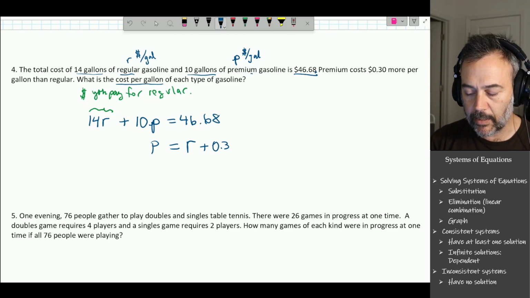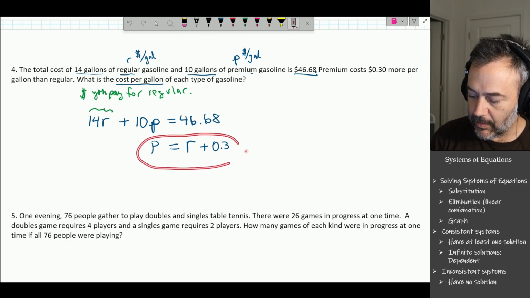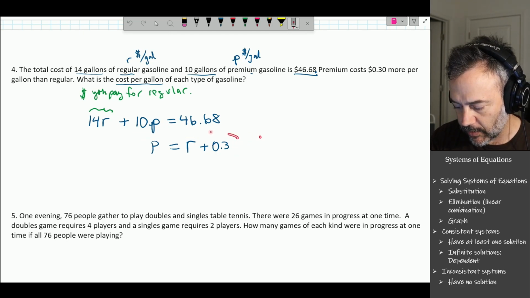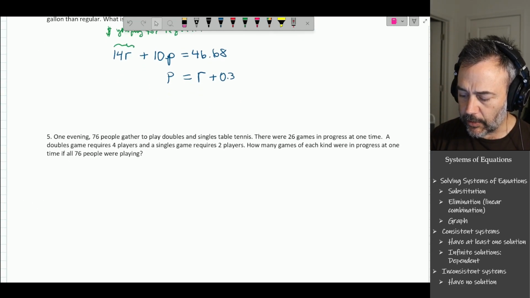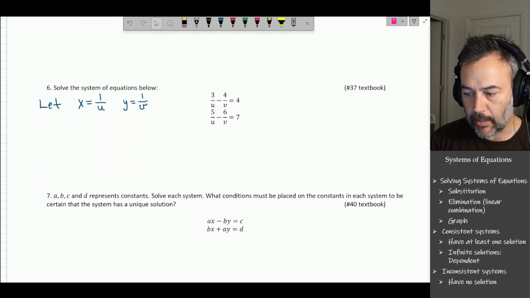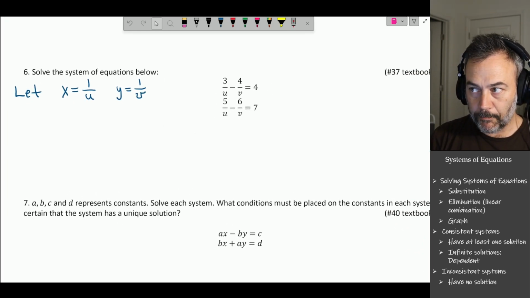This seems like a great place to use substitution because we can substitute this equation in for P there, or substitute the expression on the right-hand side in for P there. I will let you try these, and I'm not going to do them right now. I want you to go try them. I do have one hint on this. There's actually two ways to do this.